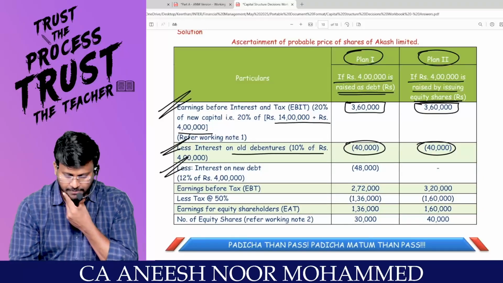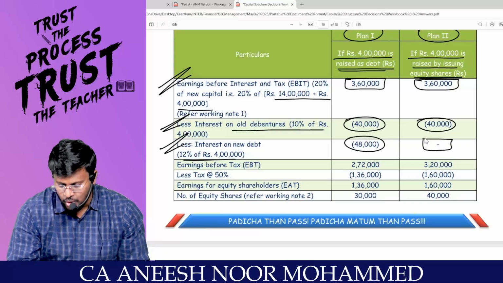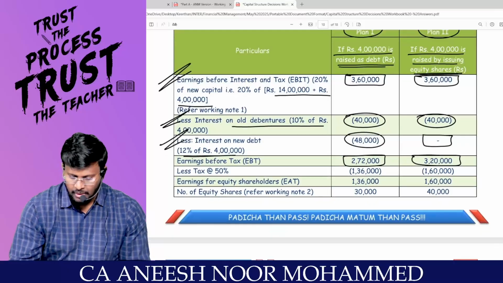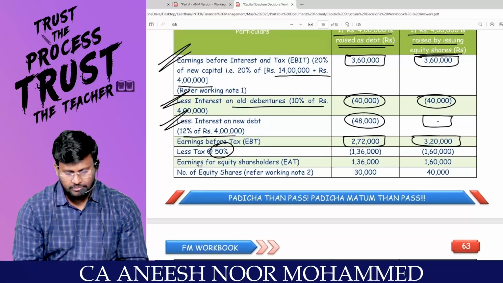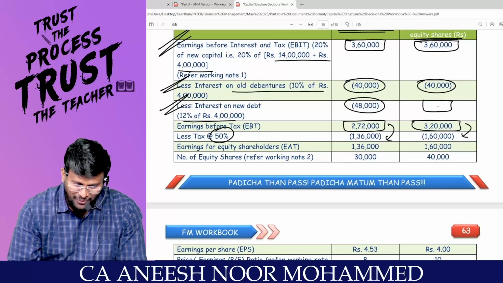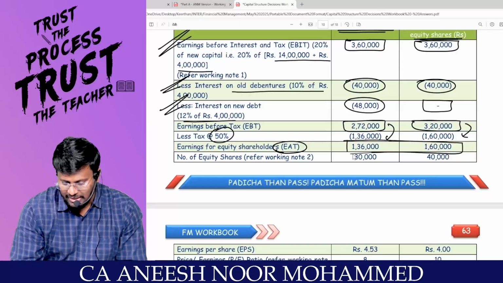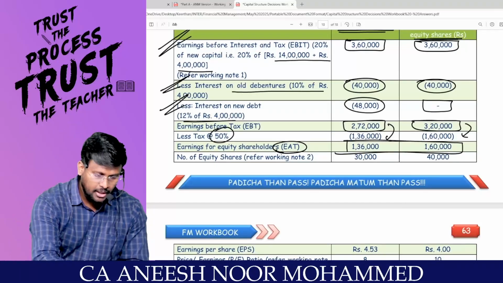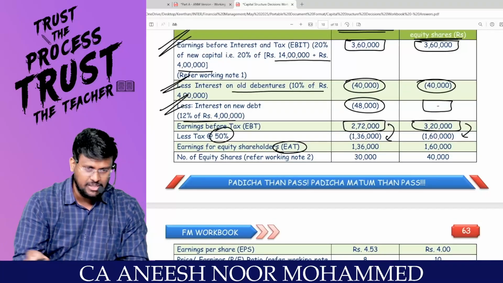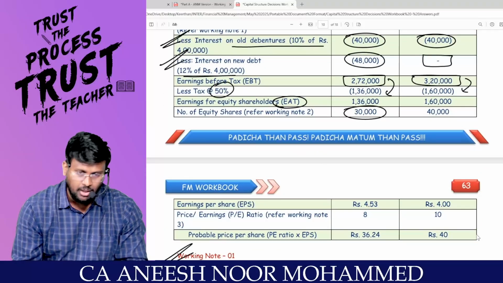How much is the debt? 4 lakh into 12%, 48,000. In the second case, there is no debt at all. So earnings before tax are 2,72,000 and 3,20,000. Let's tax at the rate of 50%: 2,72,000 into 50%, 1,36,000; 3,20,000 into 50%, 1,60,000. What is the earnings available to equity shareholders? 1,36,000 and 1,60,000. Right? In option number 1, we have not raised equity at all. So the existing number of equity shares will be the new equity shares, which comes to 30,000. So 136 divided by 30.